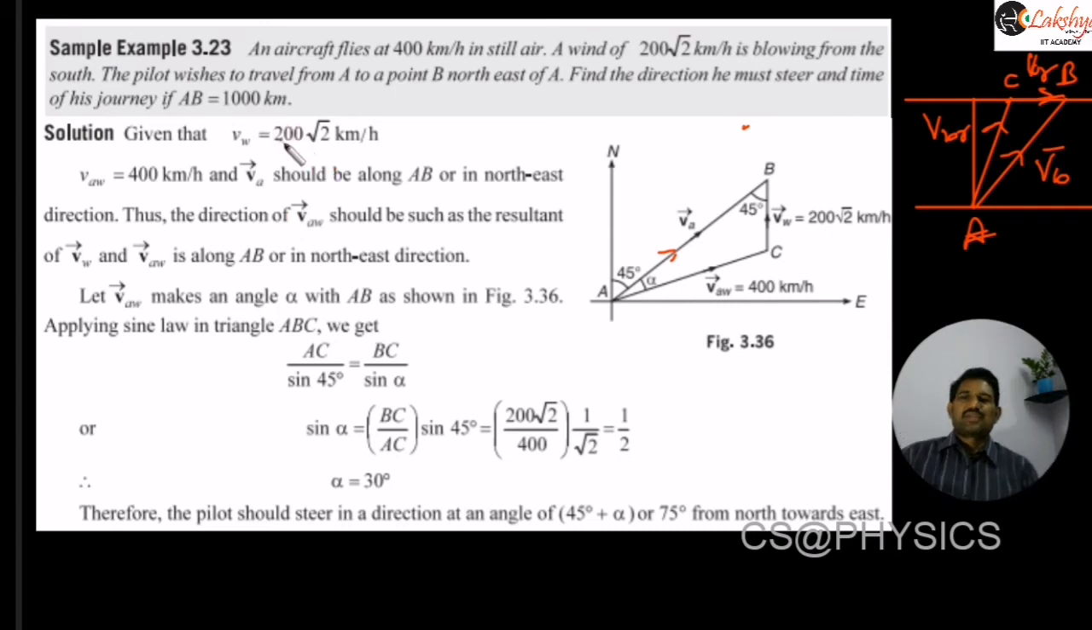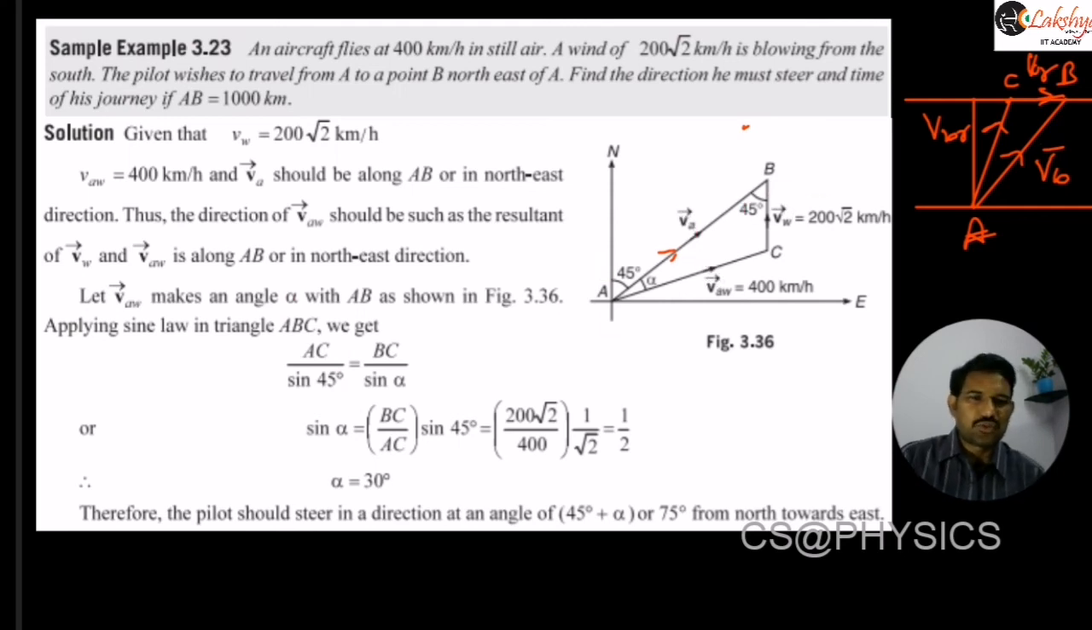So now, here they are writing this data: the velocity of the wind and the velocity of the aircraft with respect to the wind. The velocity of the wind must be along this AB direction. The AB distance is given as 1000 kilometers. Now we apply the sine rule to this triangle.